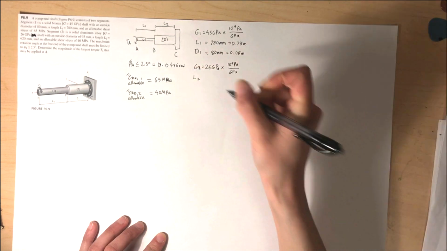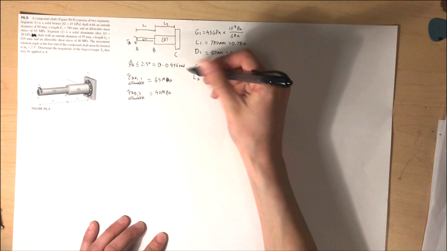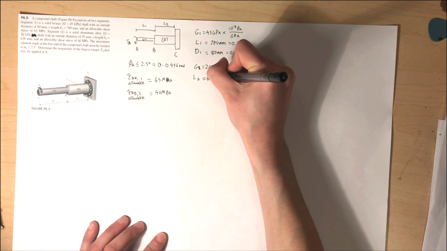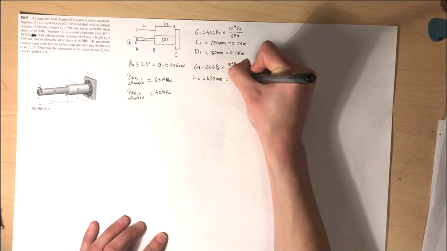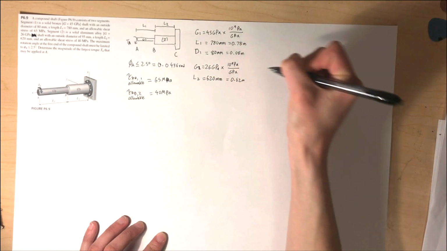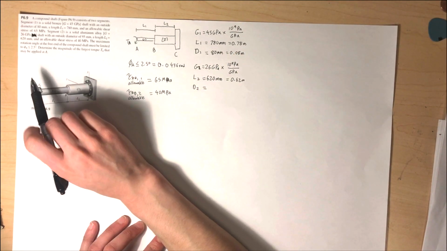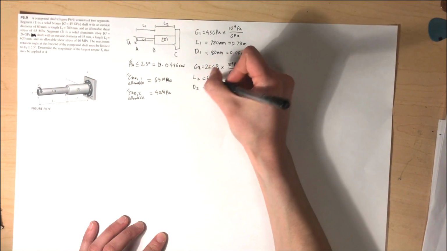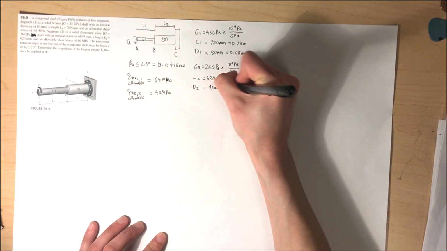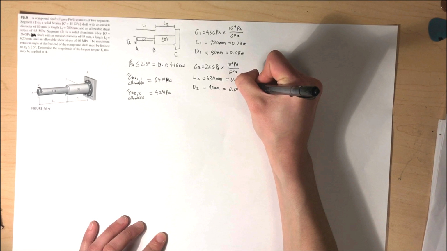G2. L2 is 620 millimeters, or 0.62 meters. And then D2 is 95 millimeters, or 0.095 meters.